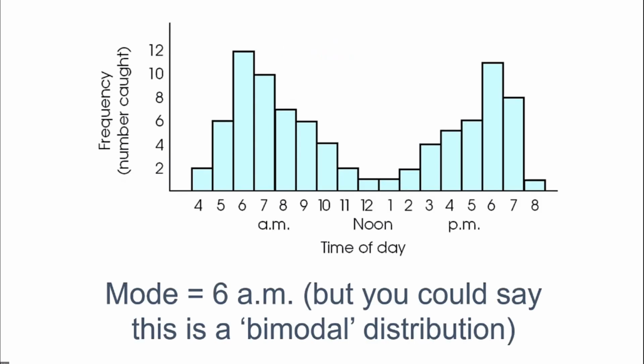One of the unique features of the mode is that you can have more than one mode. In this example here, we've got the number of fish caught, and in the early morning there's a pretty high frequency, and in the early evening there's a high frequency. So at 6 a.m. and 6 p.m. is the time where most fish are caught. We can say this is a bimodal distribution, and again, we'll see this with the two peaks in that frequency distribution histogram.